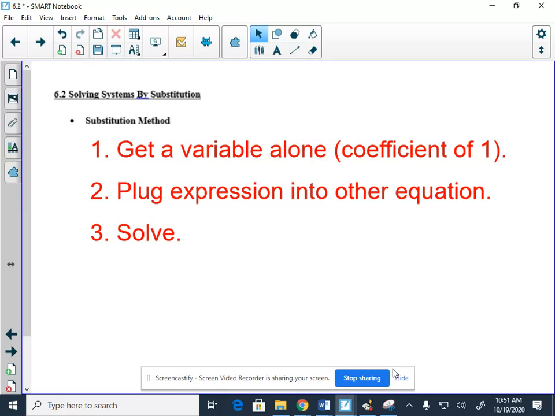You're going to have 2 equations. You're going to figure out where they cross, but we're going to learn how to do this with algebra rather than a graph. So the first step, you get a variable alone. The second step, you plug the expression into the other equation, and then the third one you solve, and then you figure out x and y. So we're going to jump right in.